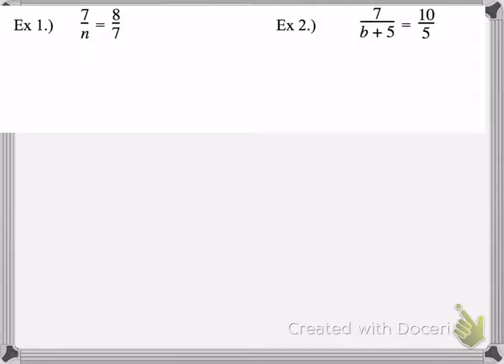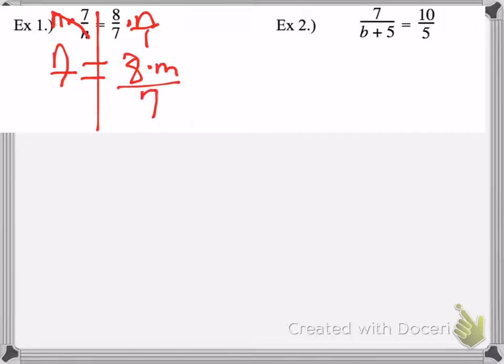To solve a proportion, we're trying to get n by itself. Okay? So all we're going to do is multiply by n on both sides. If I multiply by n on the left side, I got to multiply by n on the right side. Multiplying and dividing by n are opposites, so they cancel. So we have 7 equals, and then when we multiply, we just multiply straight across. So this is 8 times n divided by 7. Oops, times n, not m.